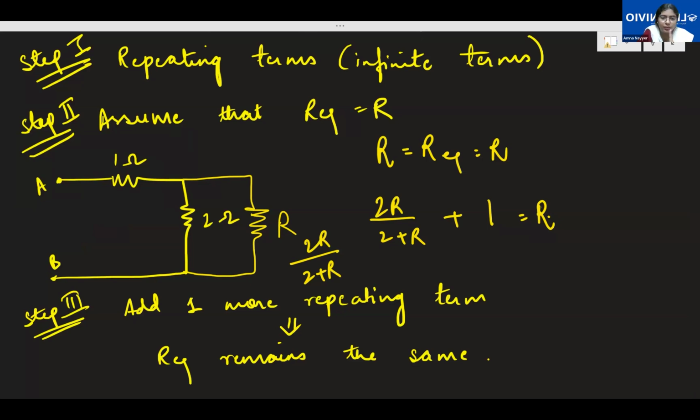If you put even just one circuit, how is it 2R by 2 plus R? 2R by 2 plus R in this way: 1 by 2 plus 1 by R will be equal to 1 by R equivalent. Take the LCM: R plus 2 by 2 into R is equal to 1 by R equivalent. So R equivalent will be 2R by 2 plus R. Got it? Parallel connection.